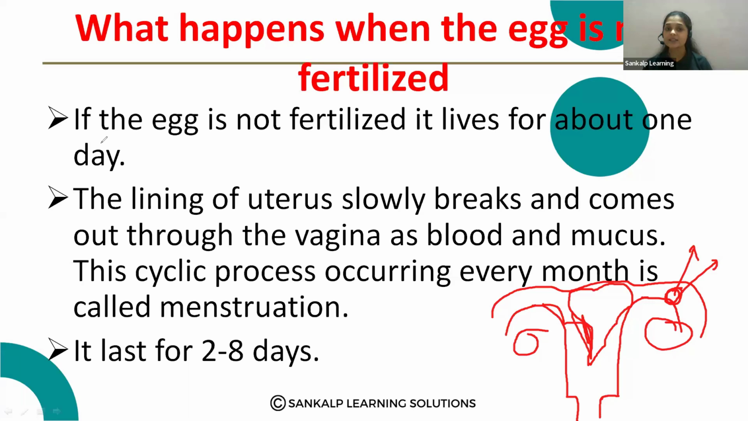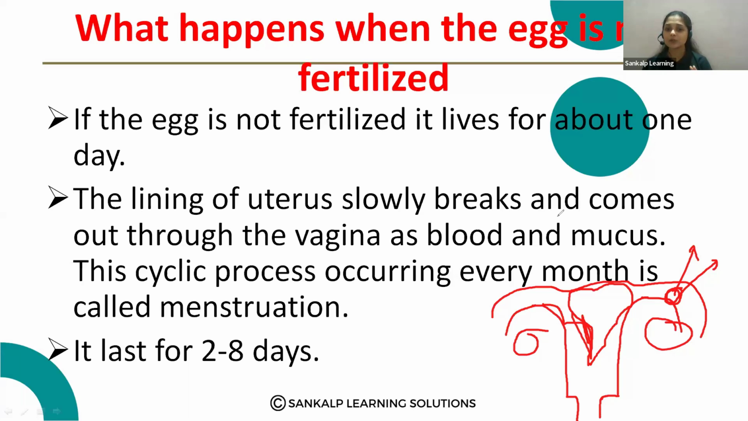If the egg is not fertilized, it lives for 1 day. Just imagine, the egg is produced now, there is no sperm, and this egg is able to live only about 1 day. And then what happens? If the fertilization takes place, then the uterus is ready for the attachment, because it forms the spongy lining and the blood vessel connections, everything is formed, right?